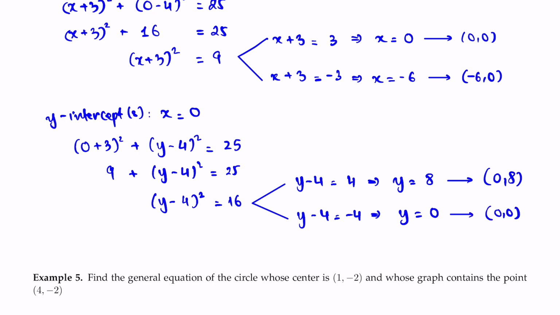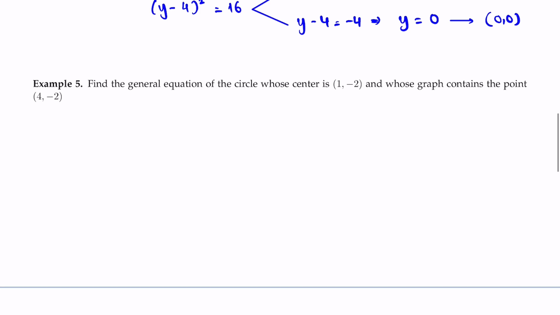Now I'm going to move on to example 5. We want to find the general equation of the circle whose center is at (1, -2), and whose graph contains the point (4, -2). Do you know the center of the circle? Yes. Do you know the radius of the circle? No. Can you find the radius of the circle? Yes. Remember, you have the center and you have a point on the circle.